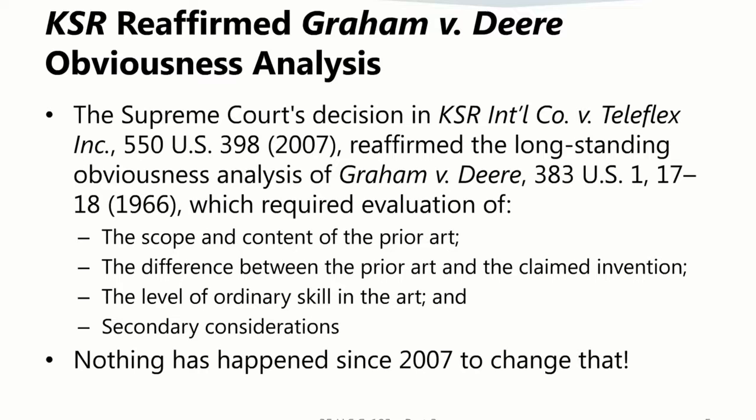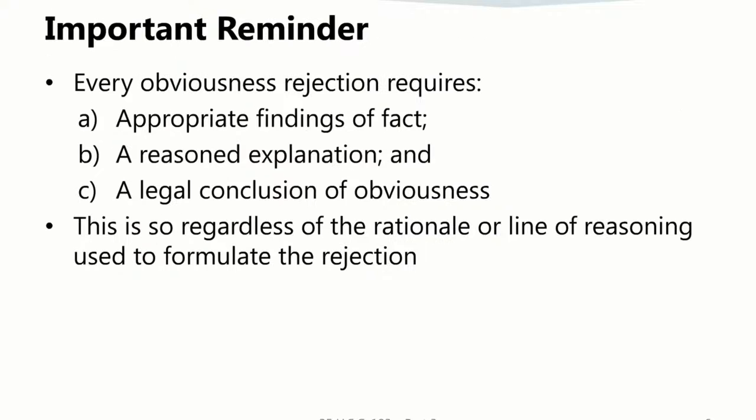The 2010 Examination Guidelines Update was intended to clarify obviousness analysis in view of decisions by the Federal Circuit between 2007 and 2010. Also remember that, regardless of the rationale or reasoning being used, every obviousness rejection requires appropriate findings of fact, a reasoned explanation, and a legal conclusion of obviousness.